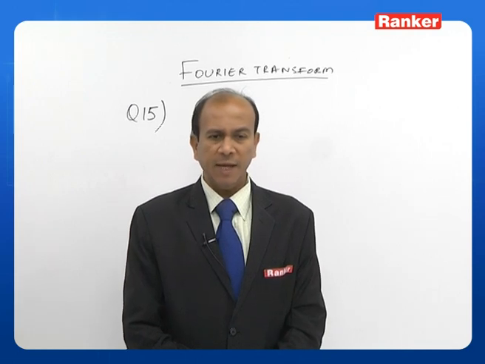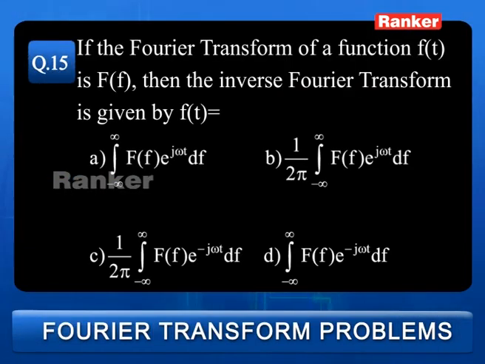Now, question number 15 is as follows. If the Fourier transform of a function f of t is F of f, then the inverse Fourier transform is given by f of t is equal to A. Minus infinity plus infinity F of f e to the power of j omega t df, B. 1 by 2 pi integral minus infinity plus infinity F of f e to the power of j omega t df, C. 1 by 2 pi integral of minus infinity plus infinity F of f e to the power of minus j omega t df, and D. Integral of minus infinity plus infinity F of f e to the power of minus j omega t df.